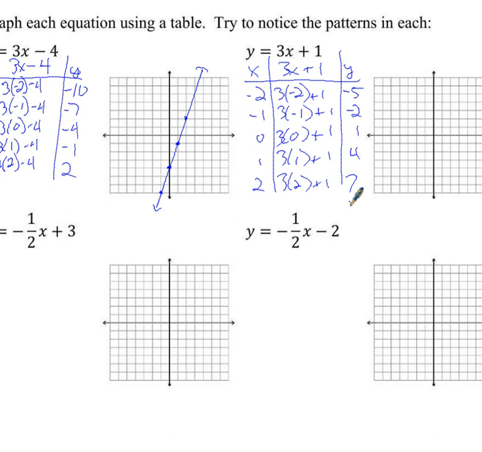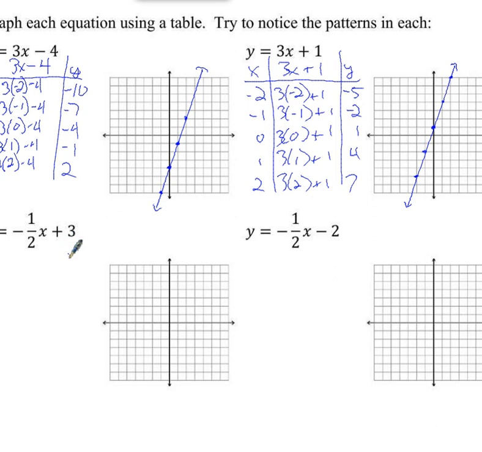Plot those points. We have -2, -5, so that's down here. We have -1, -2, so that's right there. We have 0, 1, so that's right there. We have 1, 4, so that's right there. And then we have 2, 7, that's right there. Again, it looks like a line. So I'm going to draw in my line very carefully, very accurately. There you go. All the way through the grid and arrows.